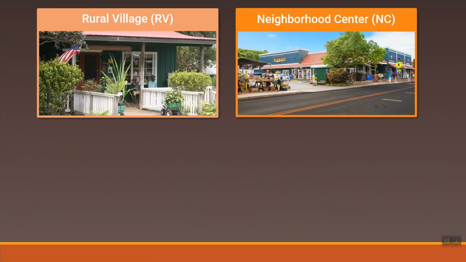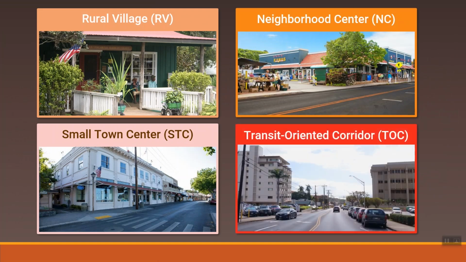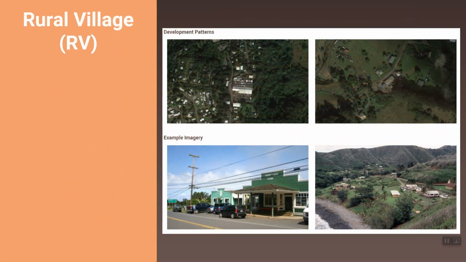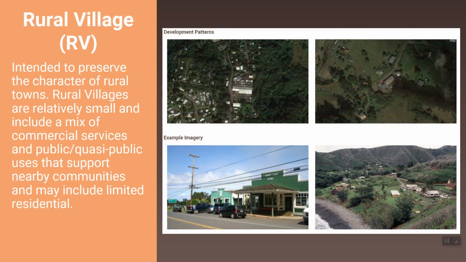The 4 mixed-use designations, Rural Village, Neighborhood Center, Small Town Center, and Transit-Oriented Corridor, have a similar combination of residential, commercial, and public uses. The main differences are the scale and density of development and the number of neighborhoods they serve. The purpose is to capture the subtle differences in our communities. Hanatown is lower density and intensity, while Kahului is higher density and intensity, and are further distinguished by their location and character. The rural village designation is intended to preserve the character of rural towns.